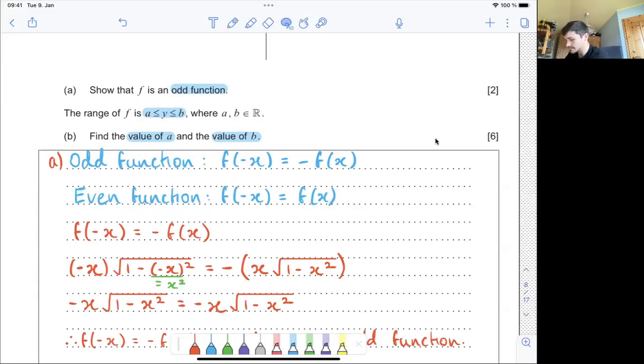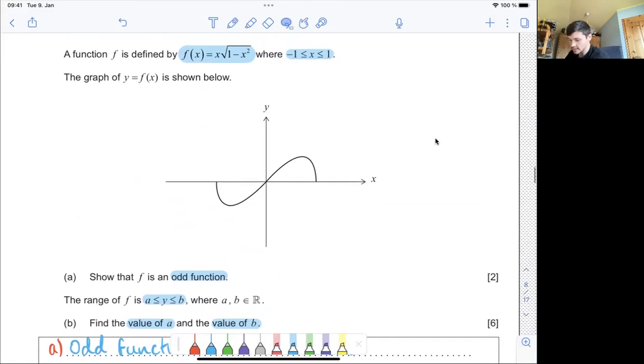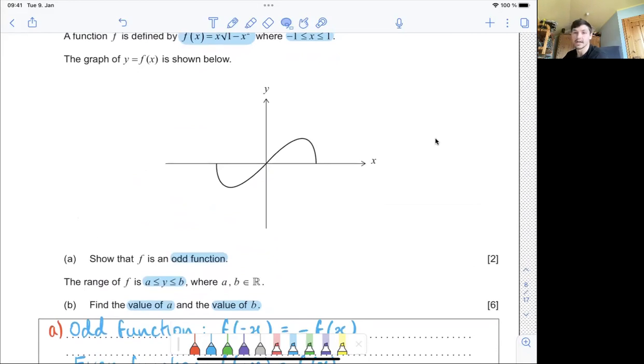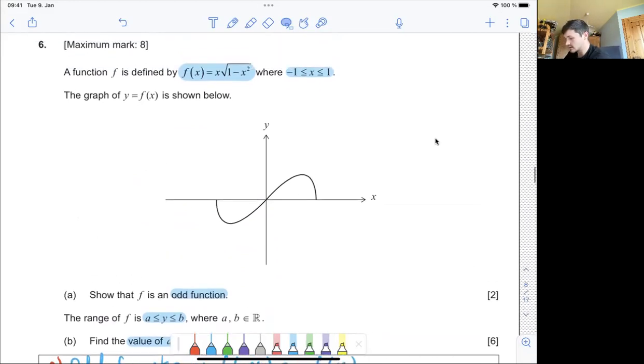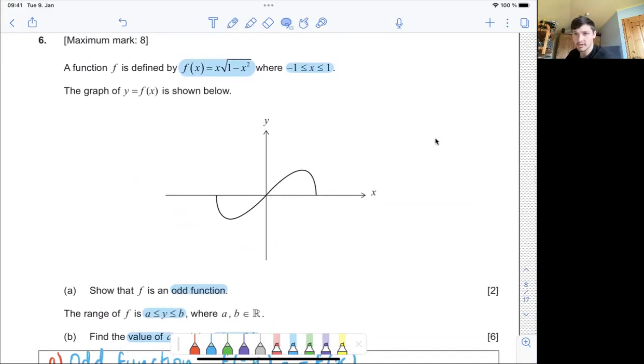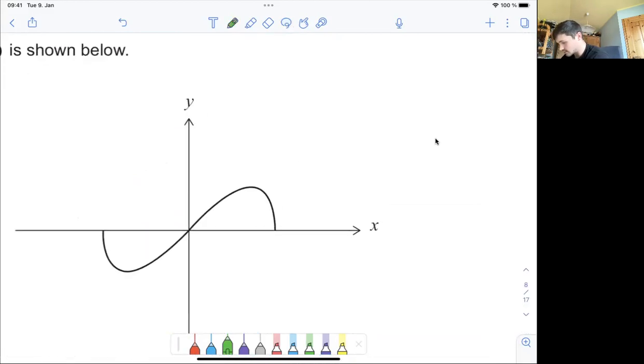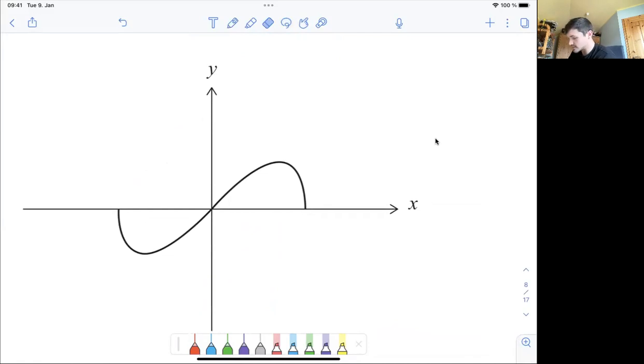Okay, on to part B. We are told that the range of f is a is less than y, which is less than b. So the range of f is between a and b. a and b are elements of real numbers, and we're asked to find the value of a and b. So let's look at the graph that we have visually and illustrate what we're going to be finding. If we zoom in here and go to this minimum point, this y value is going to have to represent a, because we're told that that was the minimum value of f.